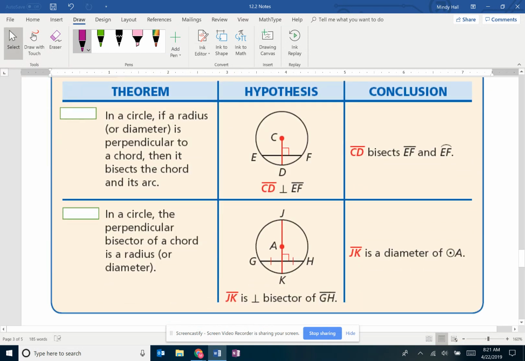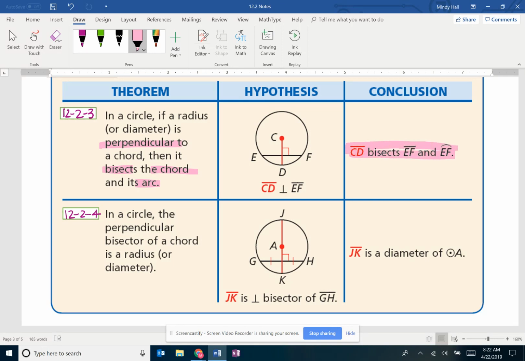So our next ones, if you want the theorem numbers, are 12-2-3 and 12-2-4. Again, these are just numbers that the book assigns, so don't feel like you have to memorize them. With the first one: in a circle, if the radius or diameter is perpendicular to a chord, then it bisects the chord and its arc. If you notice, CD is perpendicular to EF, so I know that it bisects EF and arc EF.